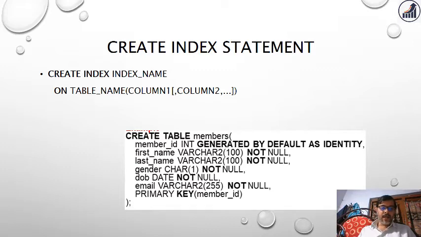Here follows a create index example. The table is members, which stores the members' data. First, follow the table definition: create table members, member ID int generated by default as identity, first name varchar 100 not null, last name varchar 100 not null, gender character 1 not null, either M or F, job is date, date of birth is date not null, email is varchar 255 size not null, and primary key member ID.